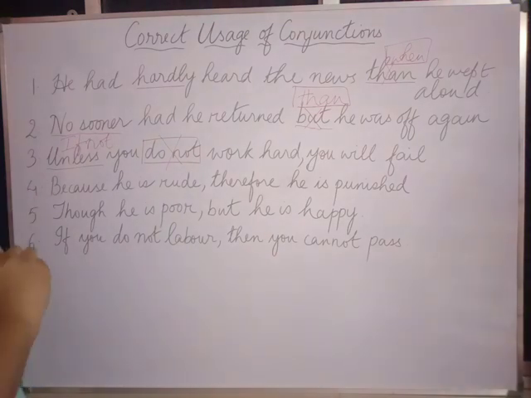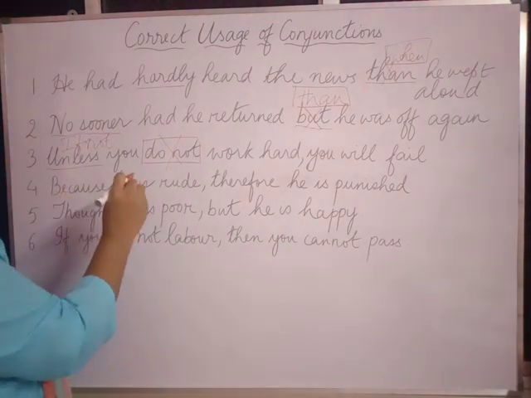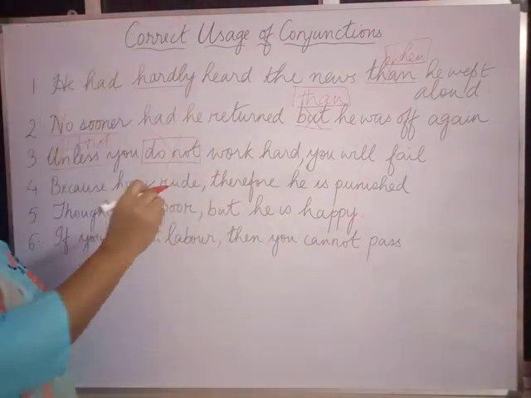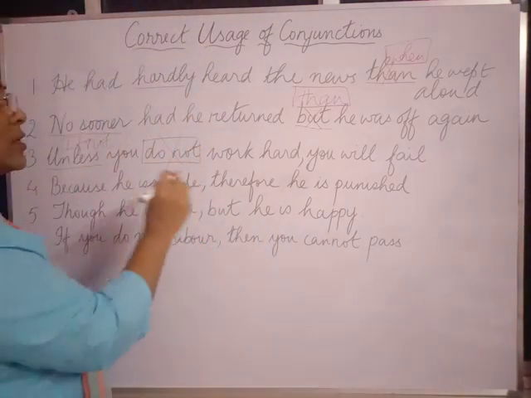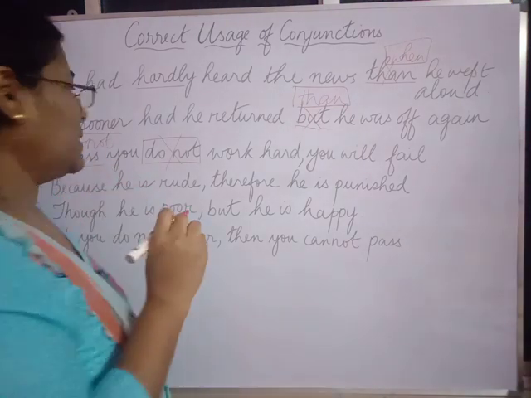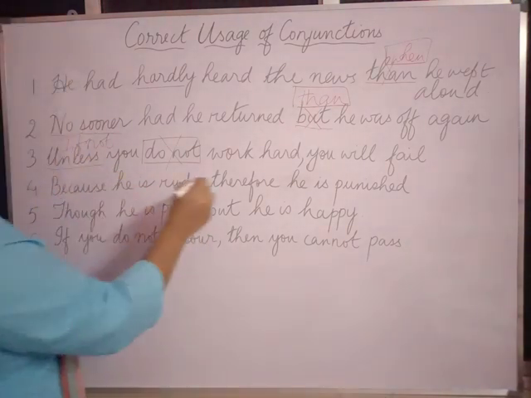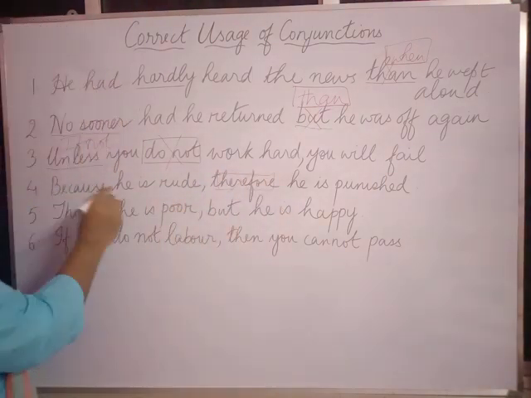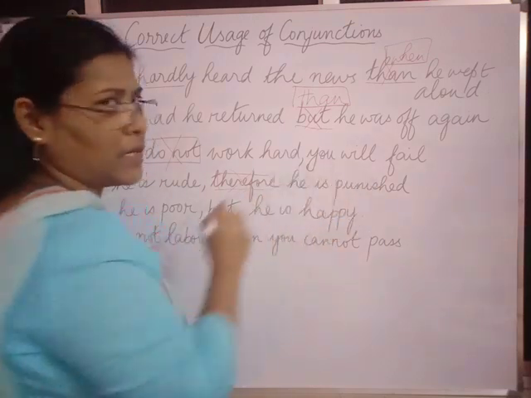Now take the fourth example. "Because he is rude, therefore he is punished." Now "because" and "therefore" are not taken together. These two conjunctions cannot go together in one sentence. So we will just strike off "therefore." "Therefore" is not required. "Because he is rude, he is punished."